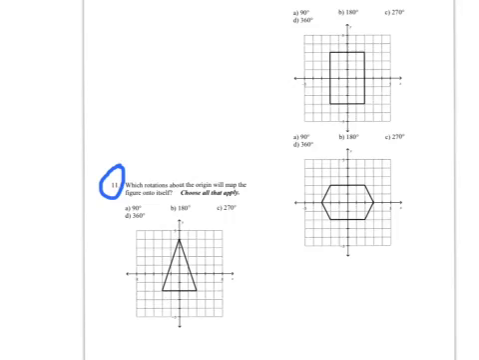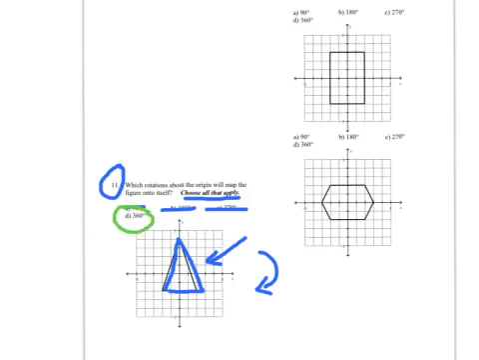Question number 11 has 3 parts to it, and it says, which rotations about the origin will map a figure onto itself? Choose all that apply. So if I look at this one, this shape here, if you rotate 90 degrees and turn your paper 90 degrees this way, it won't look the same. If you rotate it 180 upside down, it still won't look the same. 270 won't look the same. The only one that looks the same is 360.